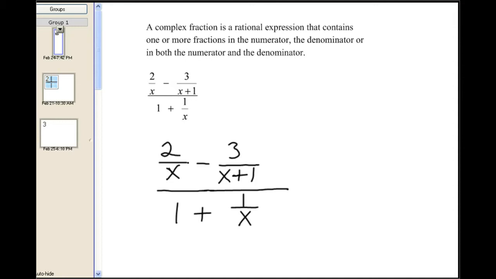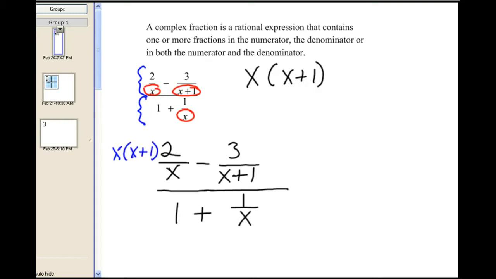In this particular expression, we see in the numerator there are two terms, they're both fractions. The denominator also has two terms, but only one of them is a fraction. So look at the different denominators. We see in these denominators, our least common denominator or least common multiple would be x times x plus 1. So what you're going to do is multiply every term in this rational expression by x times x plus 1.